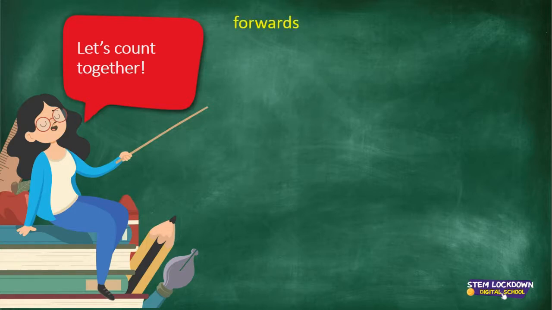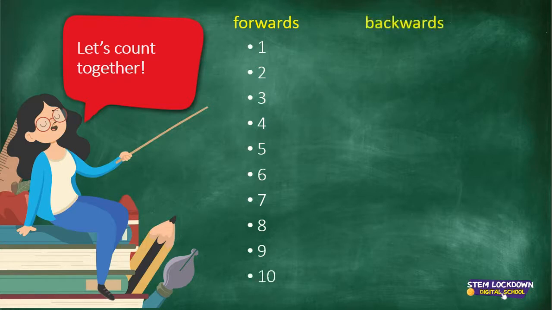Are you ready? First, we're going to go forwards, starting with 1, 2, 3, 4, 5, 6, 7, 8, 9, and 10. Good job. And backwards. Let's go. Don't forget your rocket ship. 10, 9, 8, 7, 6, 5, 4, 3, 2, 1. Blast off. Good. Well done.